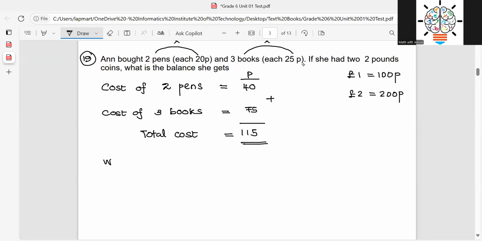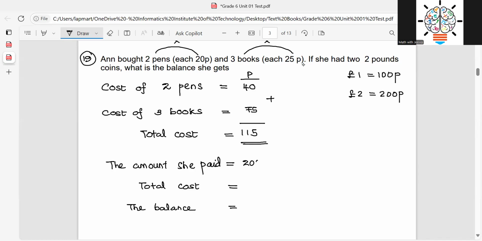So then we write the amount she paid, then I write the total cost, right, and the balance. And see what's the balance she got. How? The amount she paid is 200. From 200, you want to deduct 115, right? So then you deduct 115, it gives me 85, right?